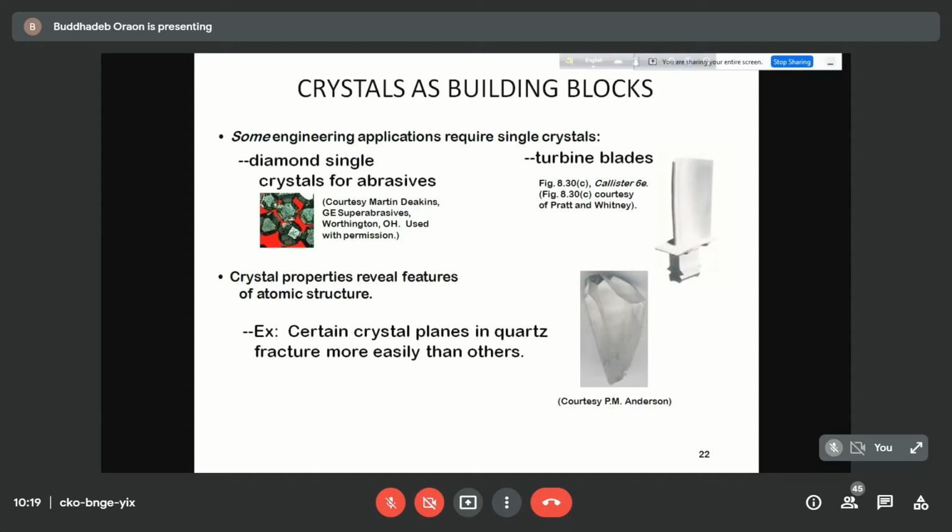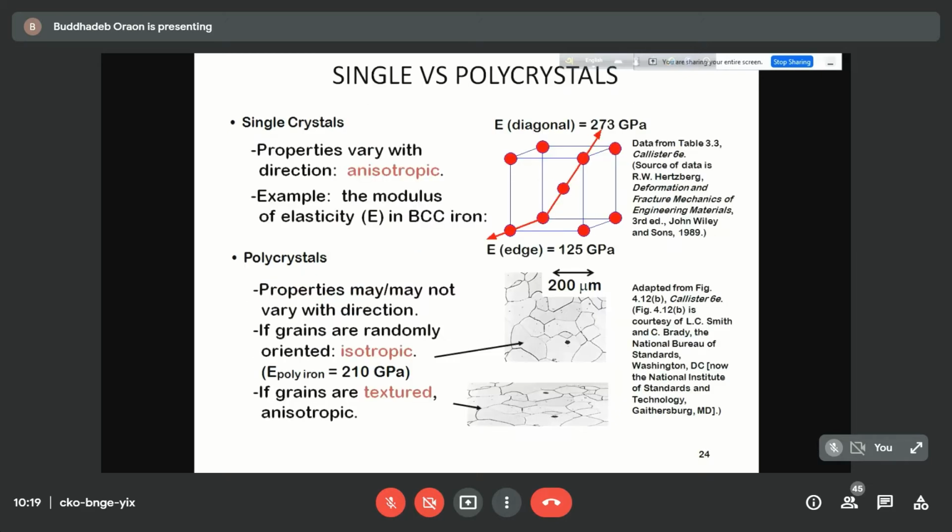So crystal has the building blocks. If it is a single crystal, then it is a tiny grain, single grain, we can say, single crystal. Materials can be of single crystal, polycrystalline materials can also be there. So these we'll see later on. Now here, let us consider a single crystal versus polycrystal properties.